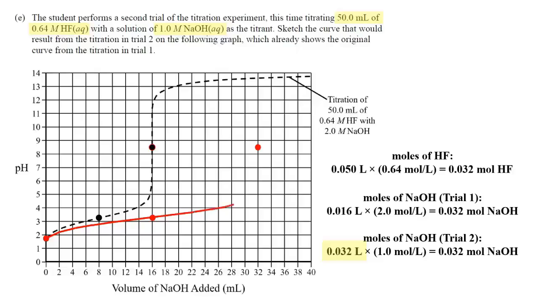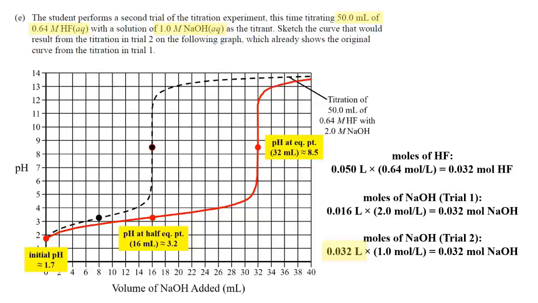Then there should be a sharp increase in pH that occurs at 32 milliliters that matches the initial shape of the titration curve for trial 1. And then after the equivalence point has been reached, the pH will level off to a similar value, so around 13 or so past the equivalence point.